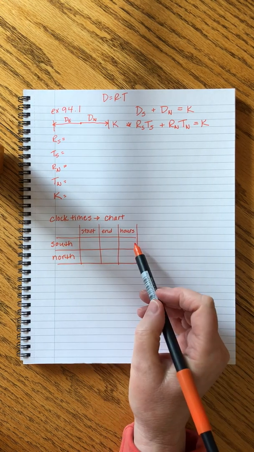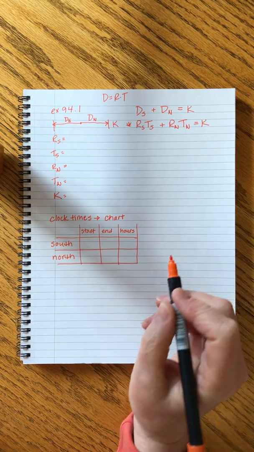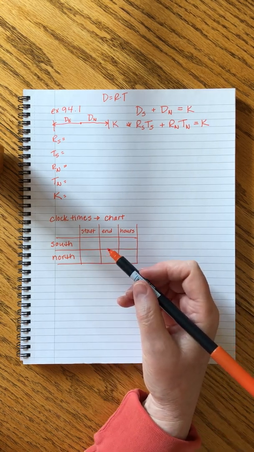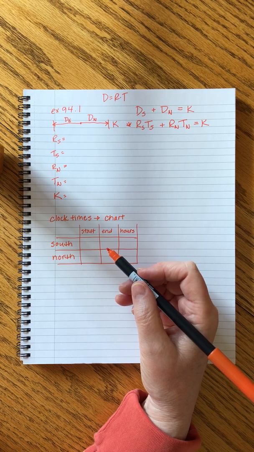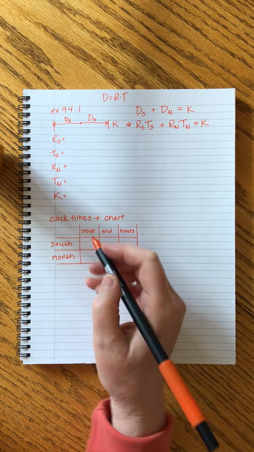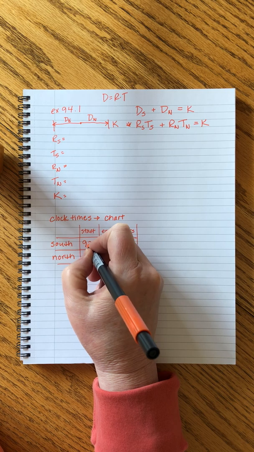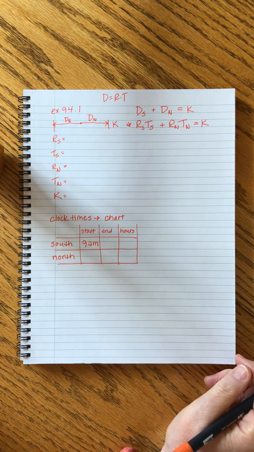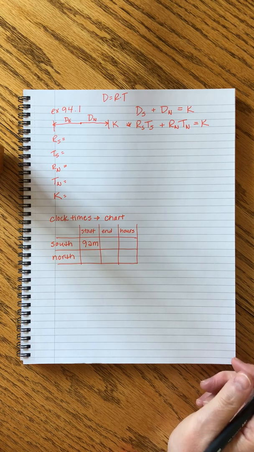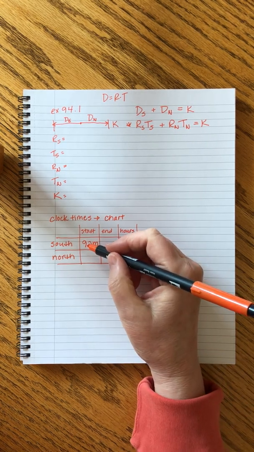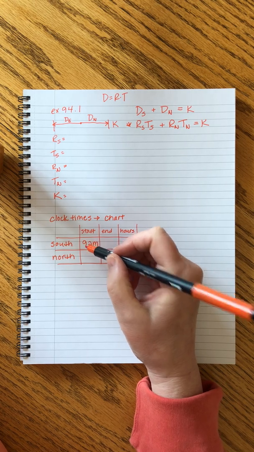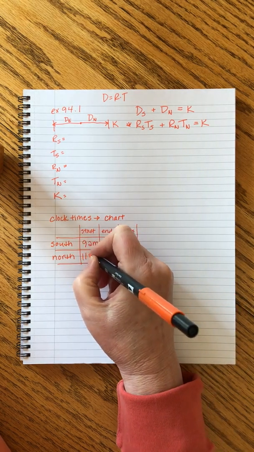All right, now what we're gonna do is use this chart to organize the information that we're given about the times. The southbound bus leaves at 9 a.m. Okay, so that's the start time of their trip. So I'm gonna write 9 a.m. here. 2 hours later, a northbound bus left the same station. All right. 2 hours later would be 11 a.m., right?